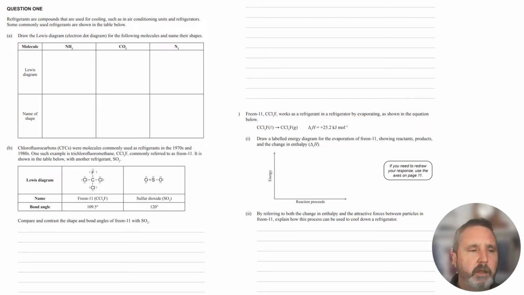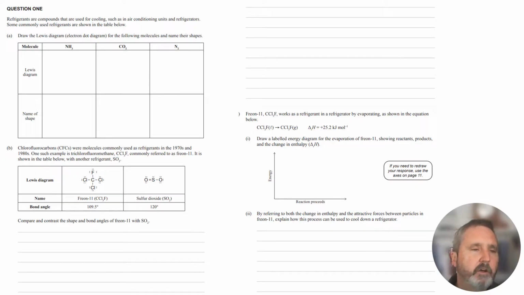Okay, so here we're going to draw the Lewis structures for each one of these molecules, and then we're going to name the shape. Now, ammonia should be a common Lewis structure we've drawn, and we should remember the following rules. The first step we always do when drawing Lewis structures is to count the total number of electrons. In this case, there are 5 electrons from the nitrogen and 1 from each of the hydrogens, which gives us 8 electrons in total.